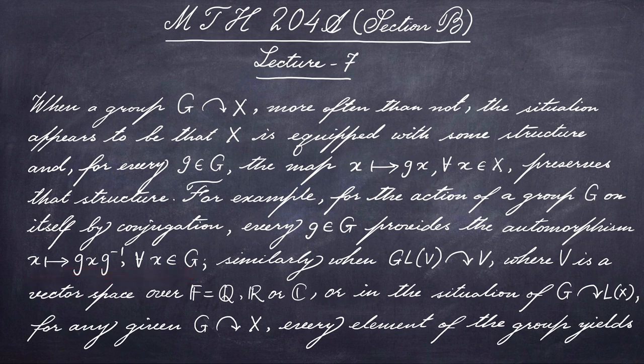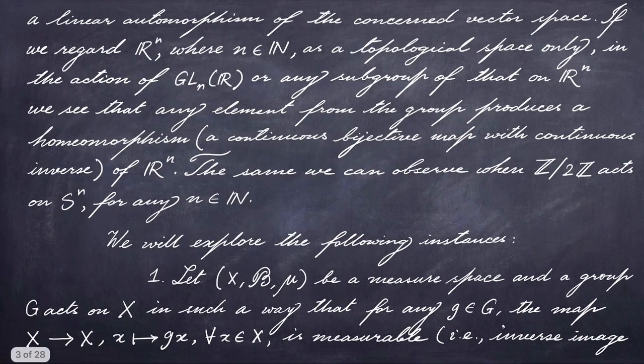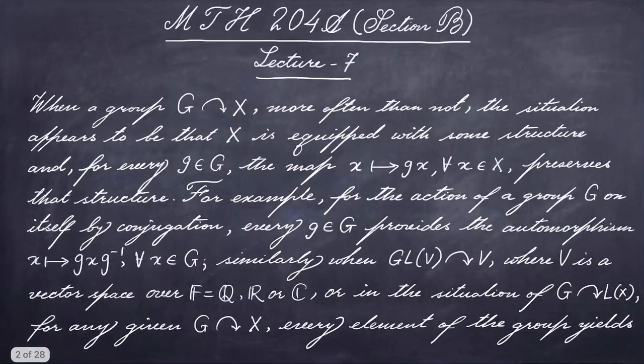Similarly, if we consider the action of GL(V) on V, where V is a vector space, the standard action I mean, or the action of G on the function space associated with the given action of G on a set X, we see that every element of the acting group yields a linear automorphism of the concerned vector space.